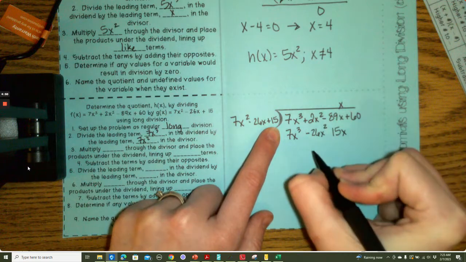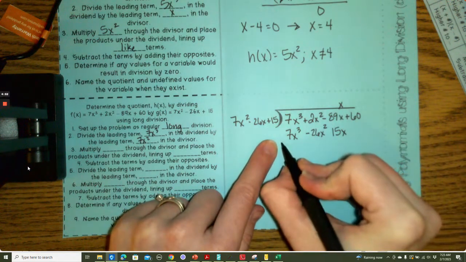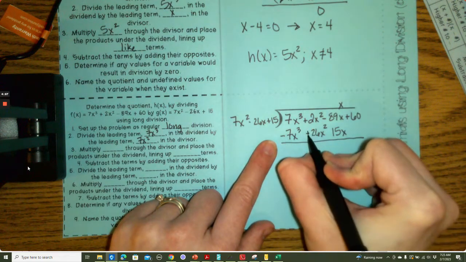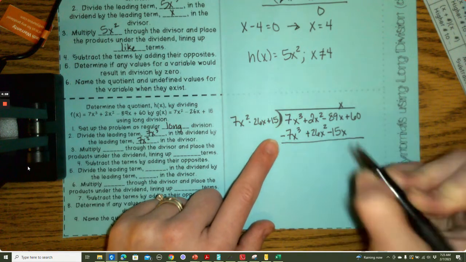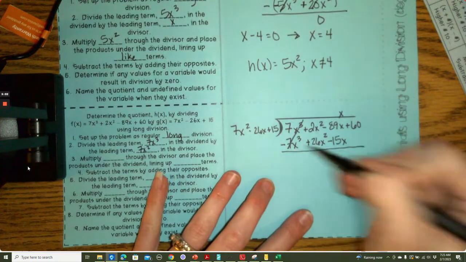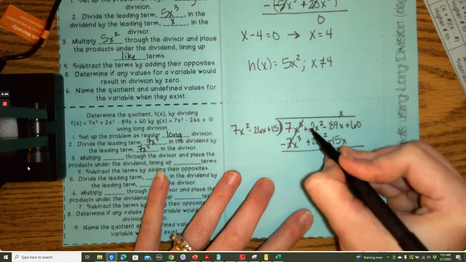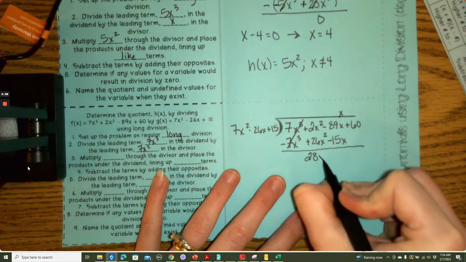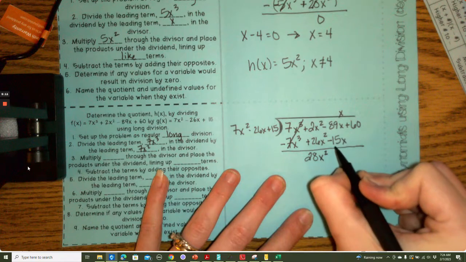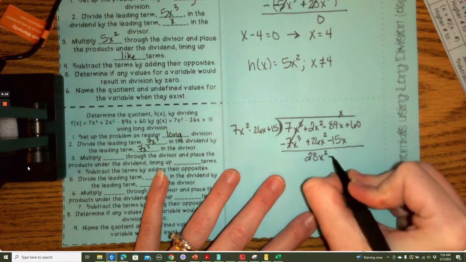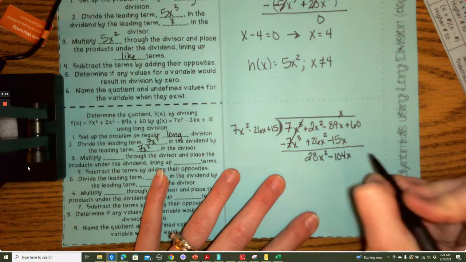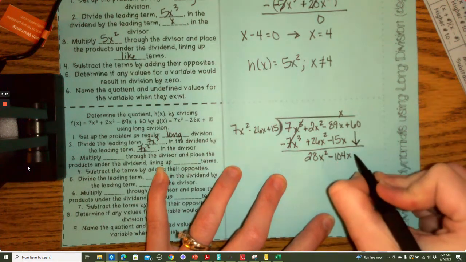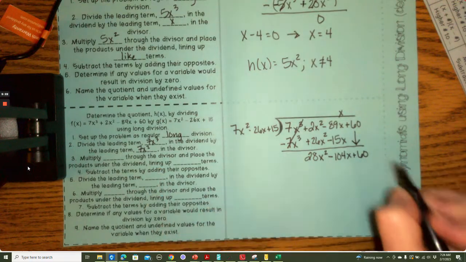And so you want to line up again the like terms. We subtract by changing the signs. So this becomes negative, this becomes positive, this becomes negative. And we start to cancel. So these cancel out. Now this doesn't. 2x squared plus 26x squared is going to make a 28x squared. Negative 89x and a negative 15x is going to make a negative 104x. And then again, in regular division, we would pull down what's next. So we're going to pull down that plus 60.